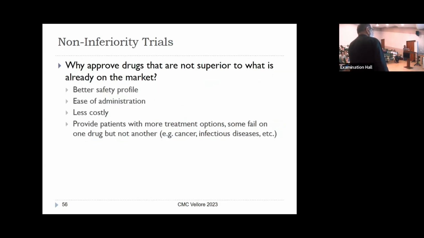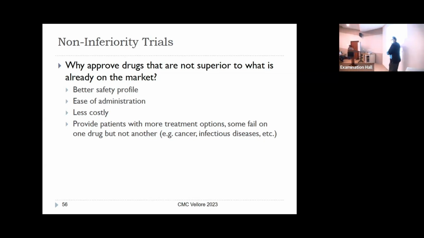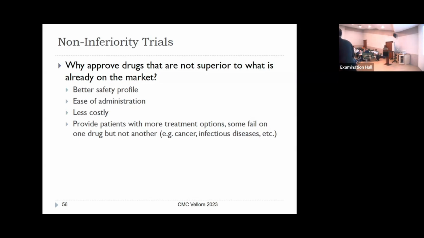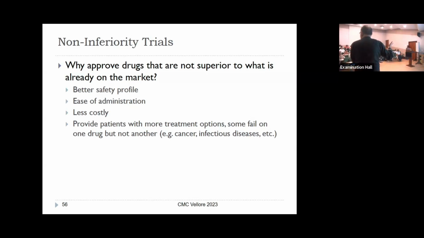So why do people do this? Not showing superiority? Well, maybe because you have fewer adverse events. It's ease of administration, it's less costly, but also, very importantly, this is used a lot in cancer research. It's just to say, we have another alternative here that you could try, because maybe when they're doing chemotherapy, this is not working for this patient. Well, here's another thing you could try. Here's another one you can try. Here's another one you can try. So it's good for the patients to do these sorts of things.